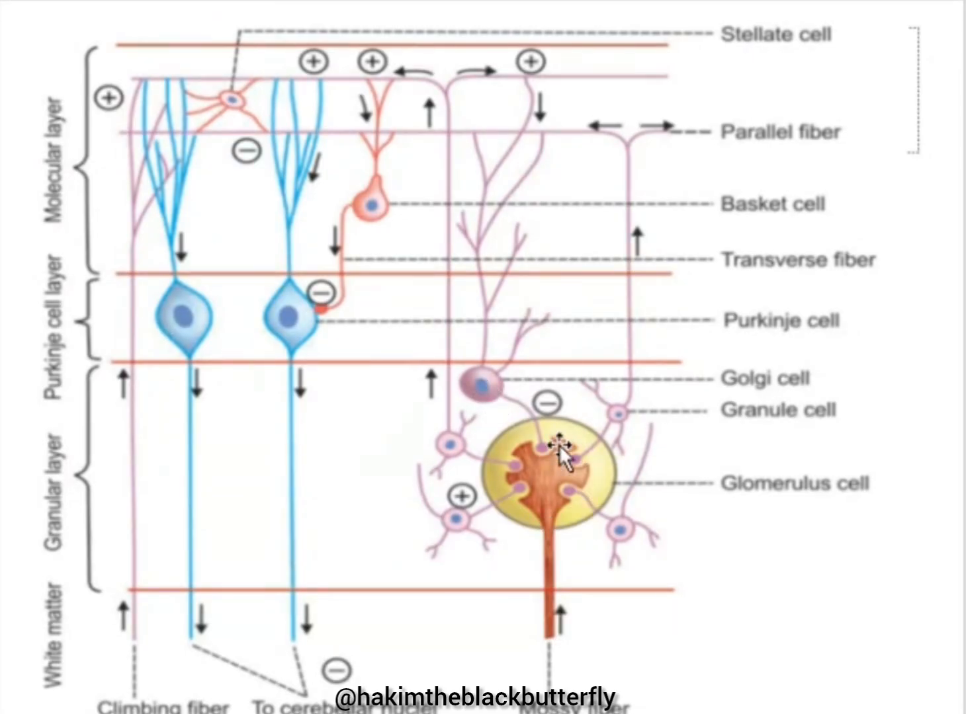Their terminal end has this structure which can synapse with more than one neuron and is known as the glomerulus. So they end their terminal, which is the glomerulus, in the granular layer where it synapses with the different neurons known as granule neurons and Golgi neurons. Then these neurons are the ones which are going to transmit those impulses, as you can see, to the molecular layer.